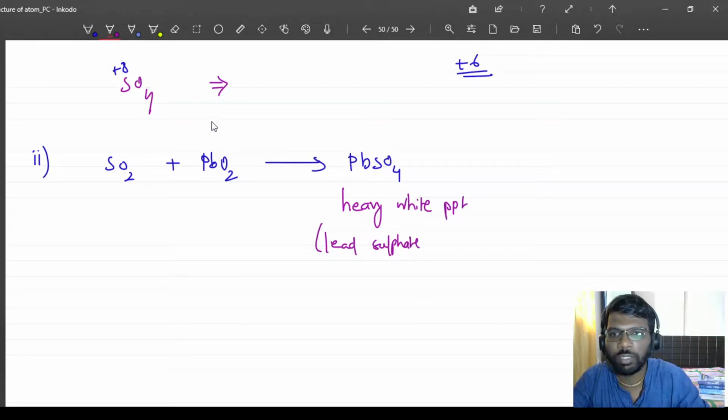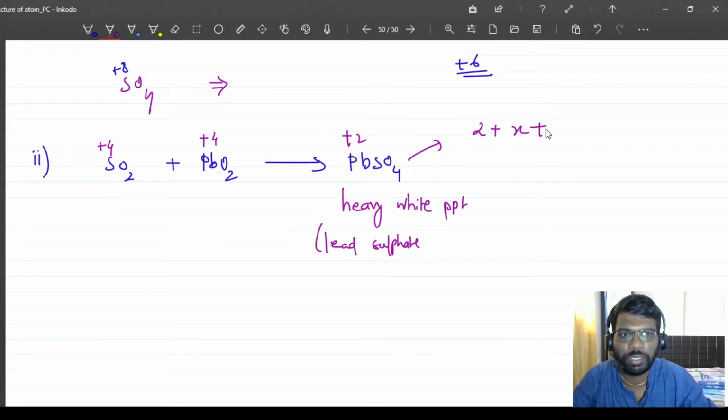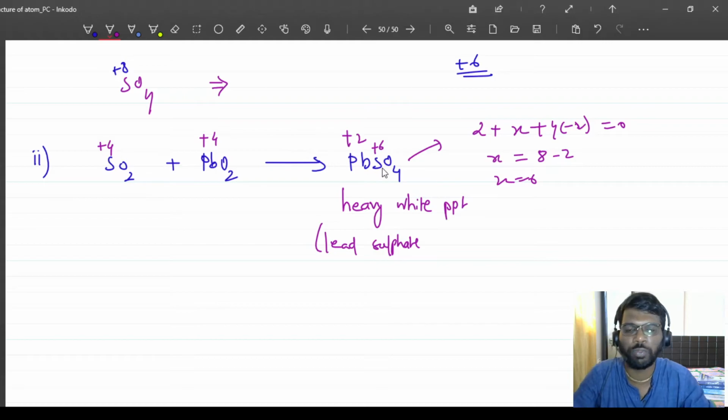If you check the oxidation state of the lead, it is plus 4. Here it is plus 2. Means lead is getting reduced from plus 4 to plus 2. And the oxidation state of the sulfur here was plus 4. If you calculate for this, 2 plus x plus 4 into minus 2 equals 0, x is equal to 8 minus 2, x is equal to 6. Means here sulfur is getting oxidized from plus 4 to plus 6.